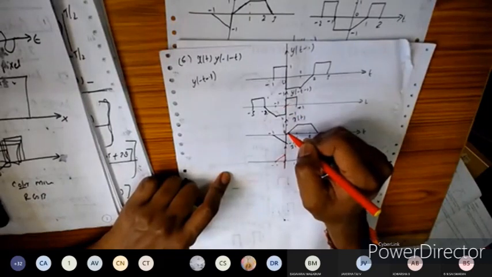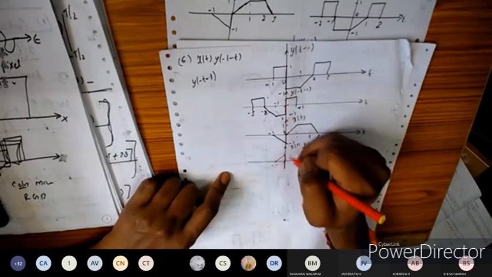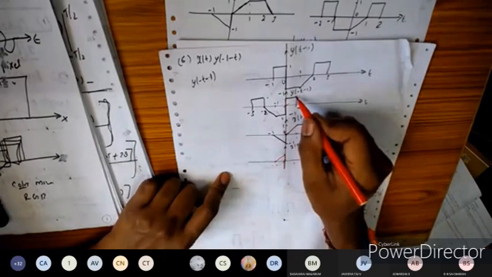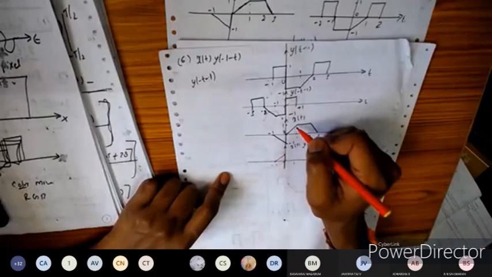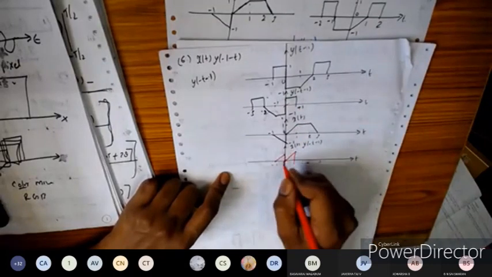This is 0 only, and afterwards it is 0. At t greater than 0, it is 0. Here also it is 1, and 1 multiplied with 0, we'll get 0 only. Next, at t less than 1, it is 1. So the waveform will become like this, we'll get it here.